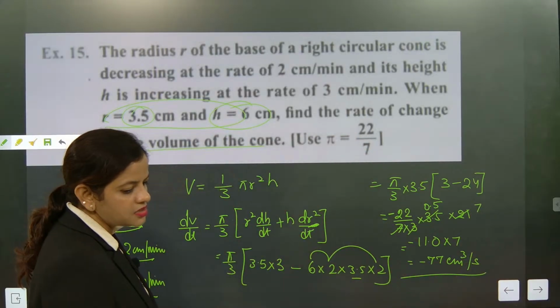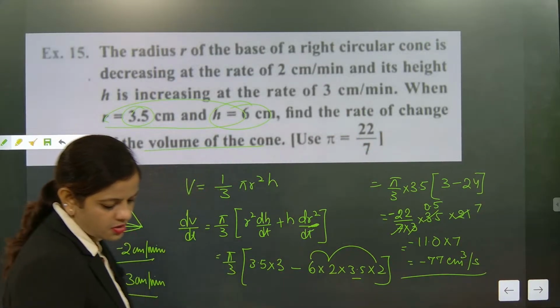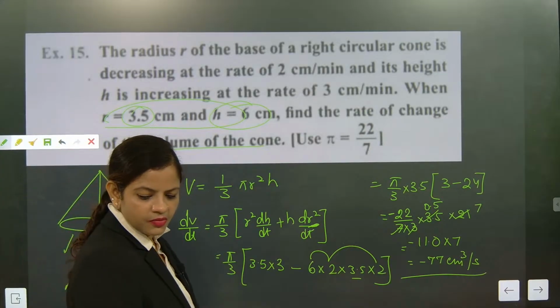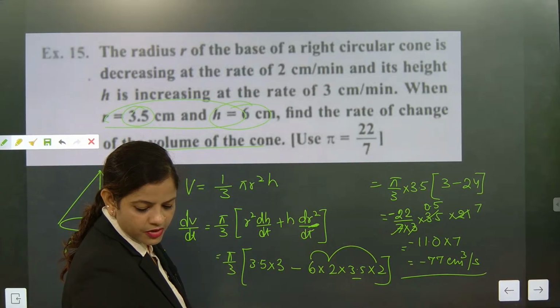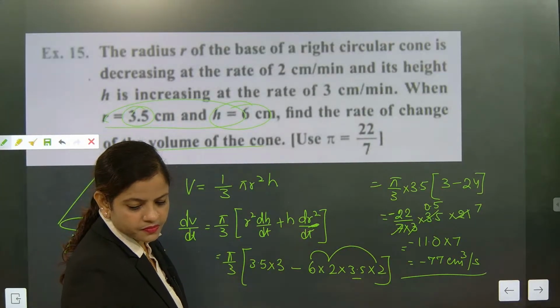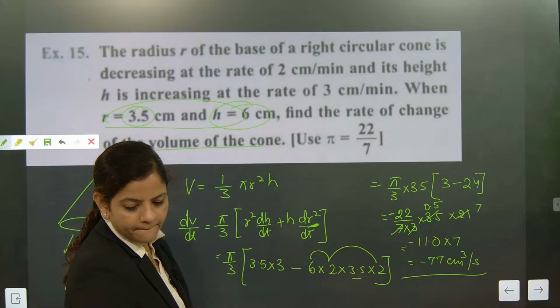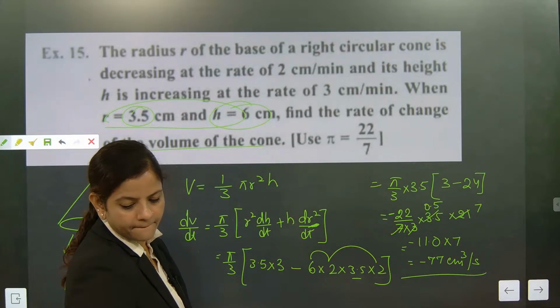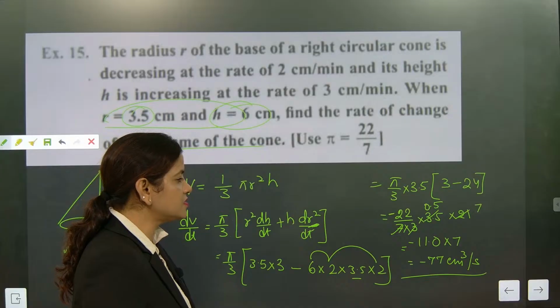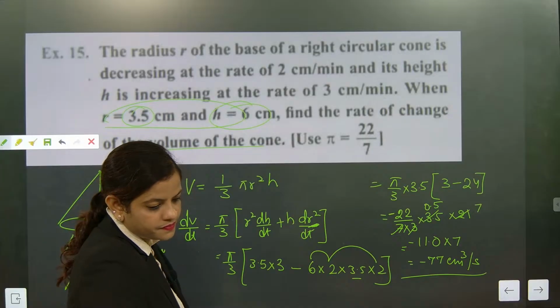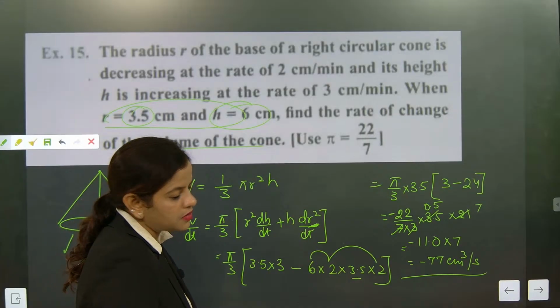Did anybody get the answer? Why is this coming for you this much? For me it is coming minus 77. If you solve, the answer will come minus 77. Check this one out.